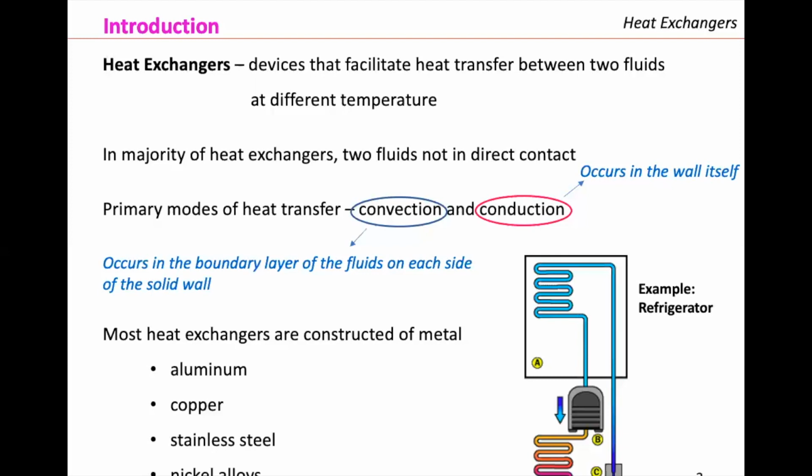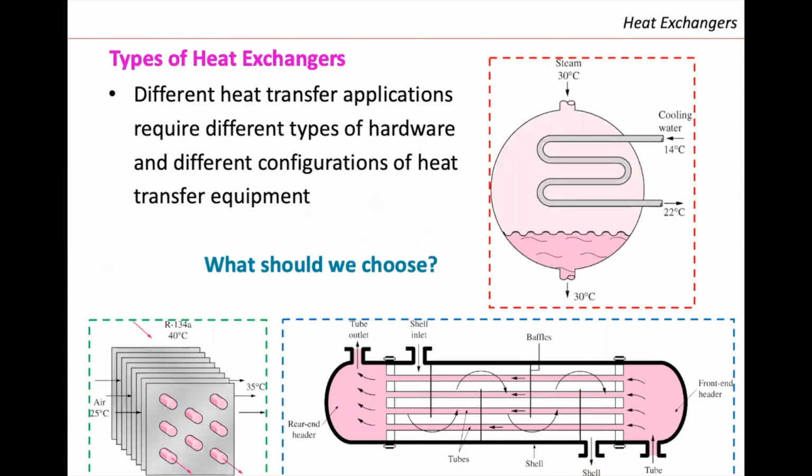Obviously, as you can see from the selection of metals, when using a nickel alloy, you will finally have a more expensive heat exchanger than using, for example, stainless steel or aluminum. We have different types of heat exchangers for different applications, because different applications require different hardware and different configurations of heat transfer equipment. So the question would be what to choose, and that's what you are going to learn when we focus more towards design of heat exchangers, right? Because you need to design the heat exchanger for a particular application.